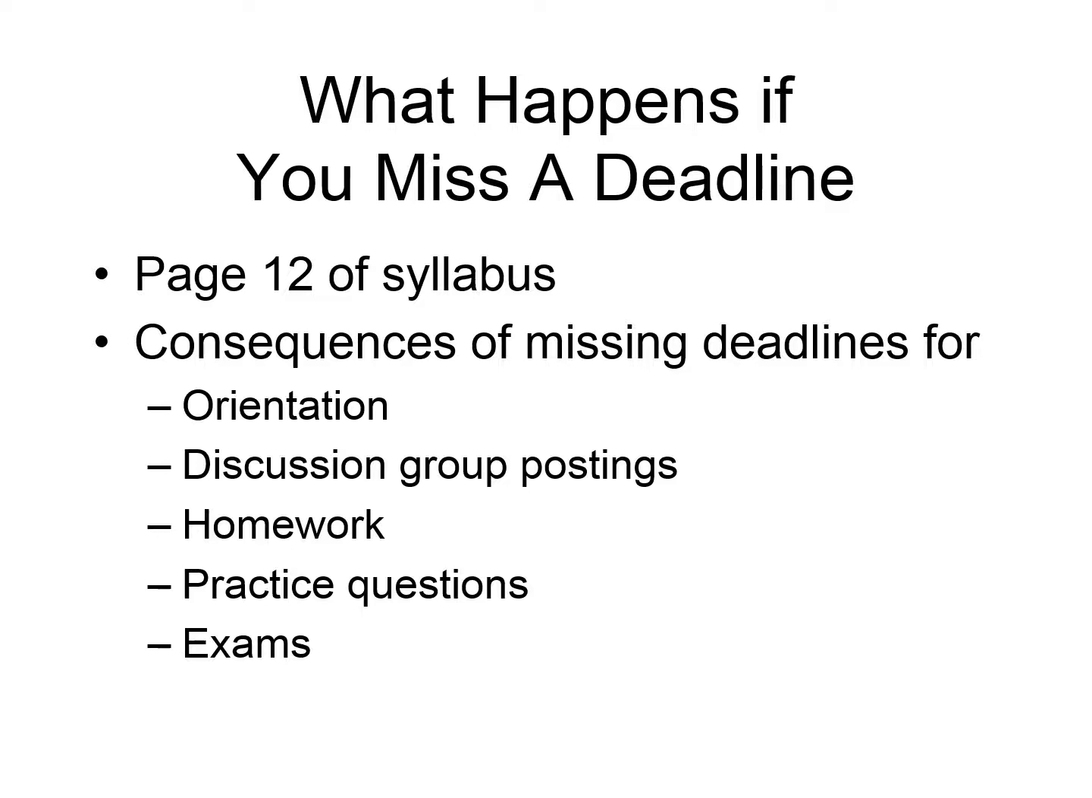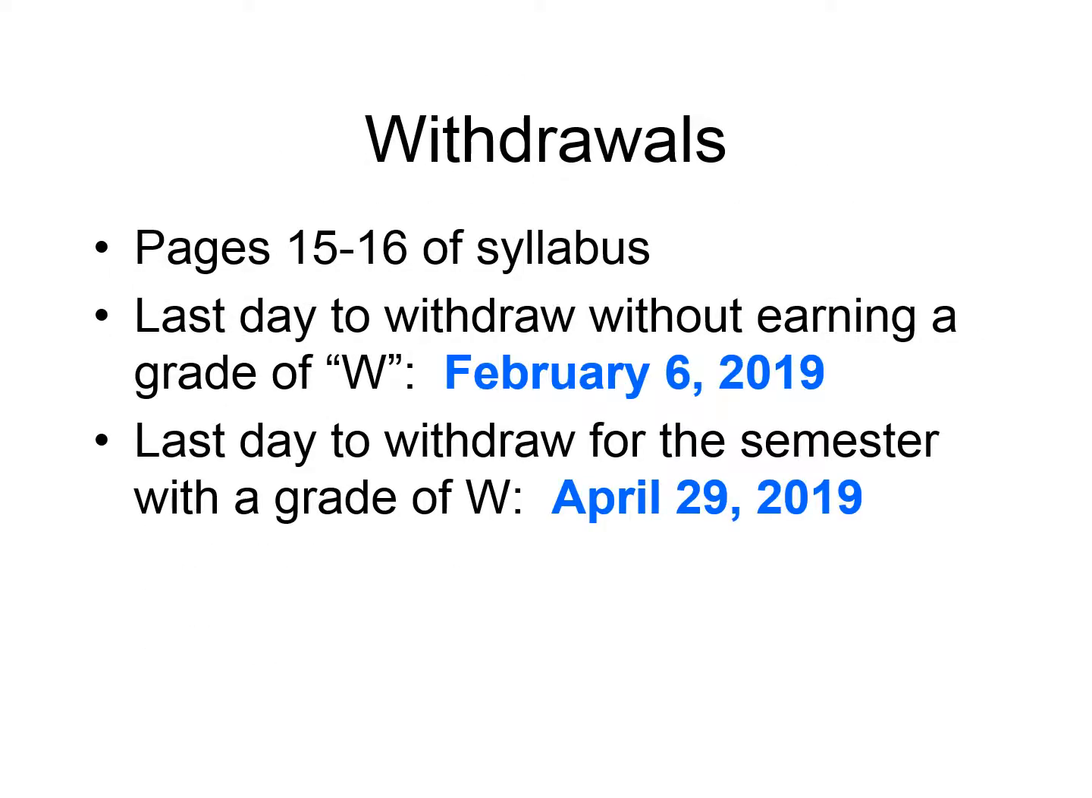This part of the syllabus summarizes what happens if you miss a deadline, the consequences of missing a deadline. This includes missing the orientation deadline, missing the discussion group deadlines, missing any other deadlines that are in the class. Information about withdrawals will be found on these pages of the syllabus. This information includes the last day to withdraw without earning a grade of W, and the last day to withdraw for the semester with a grade of W.